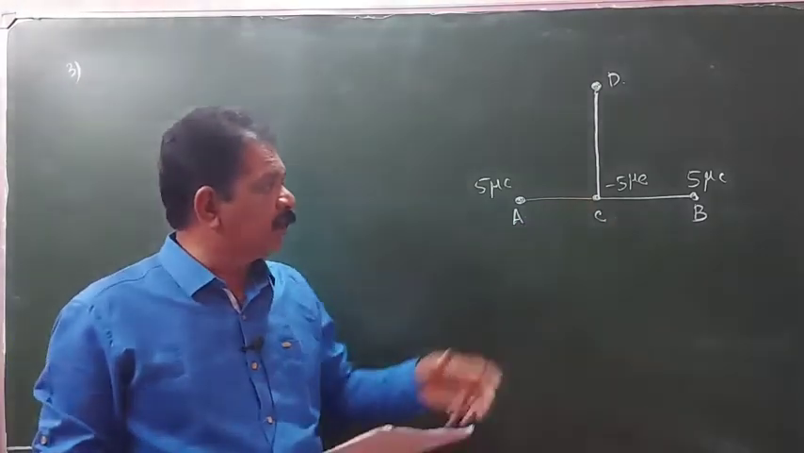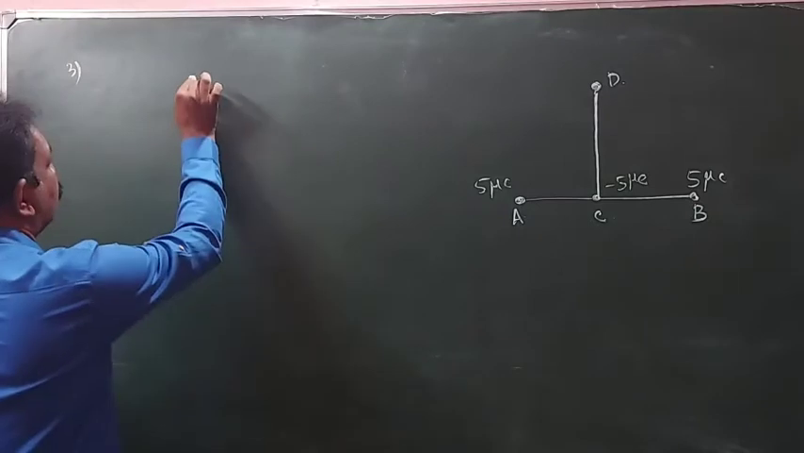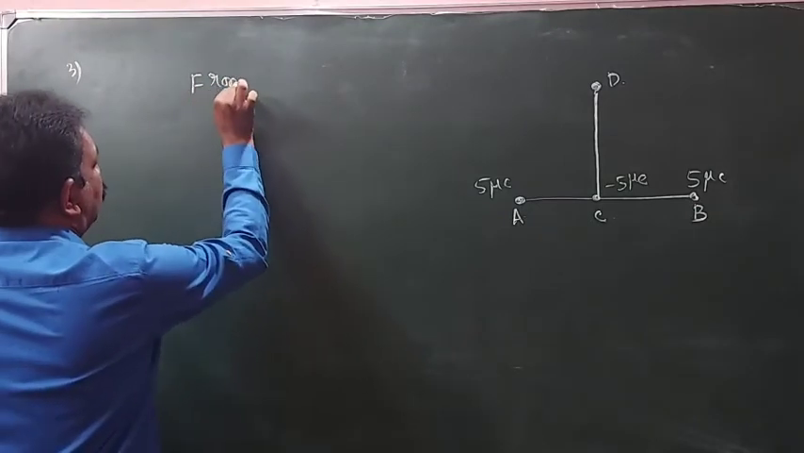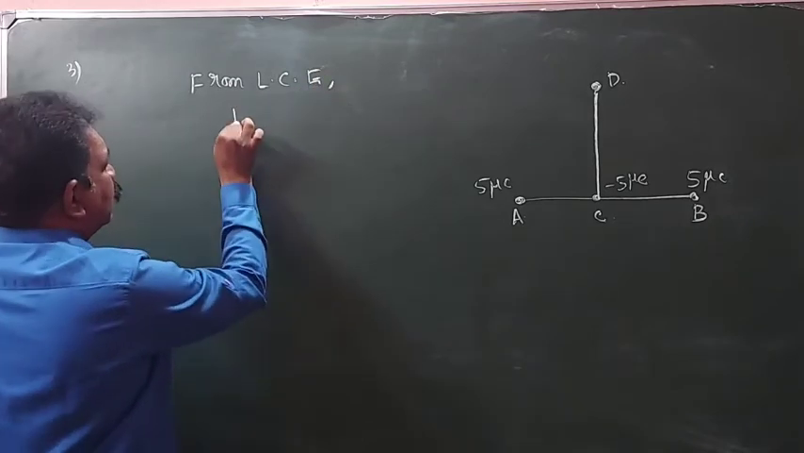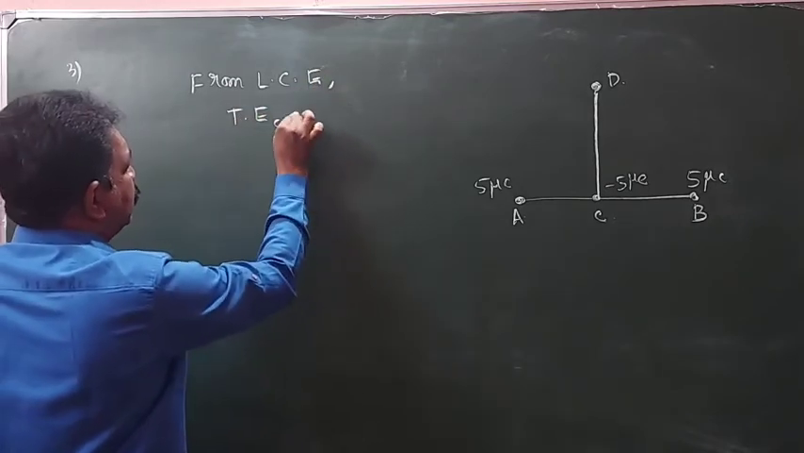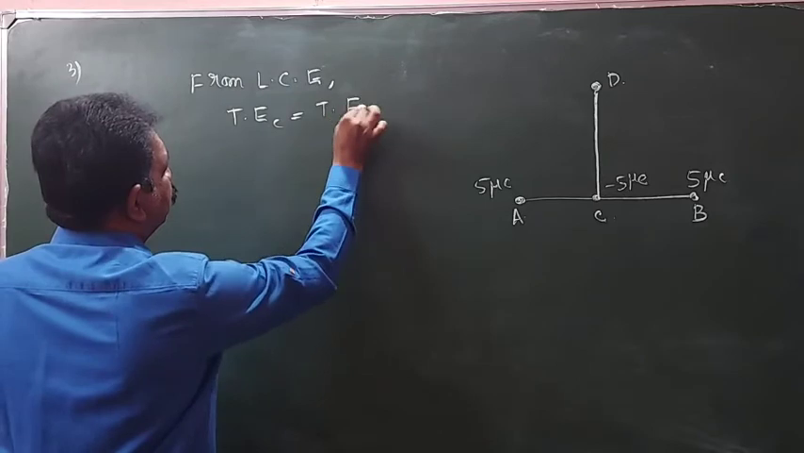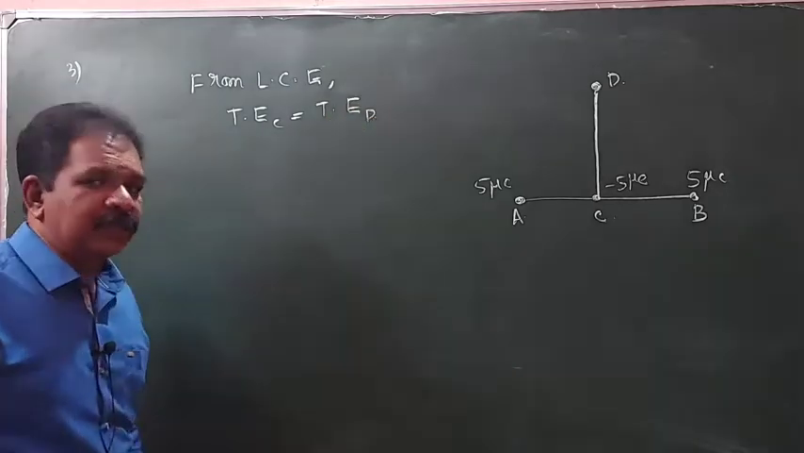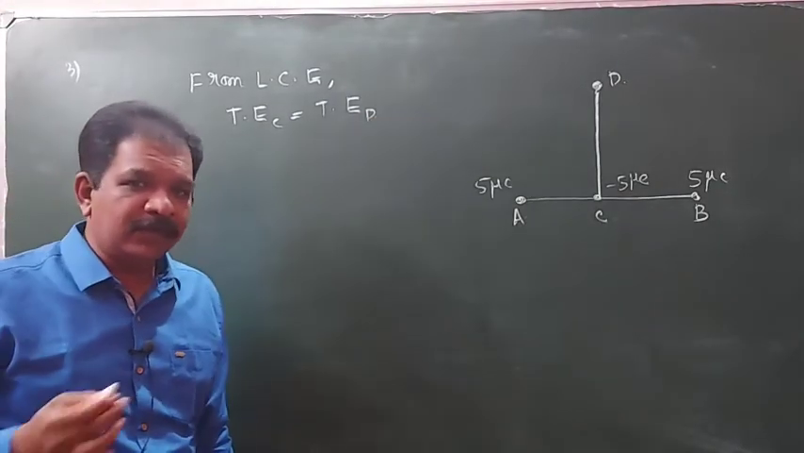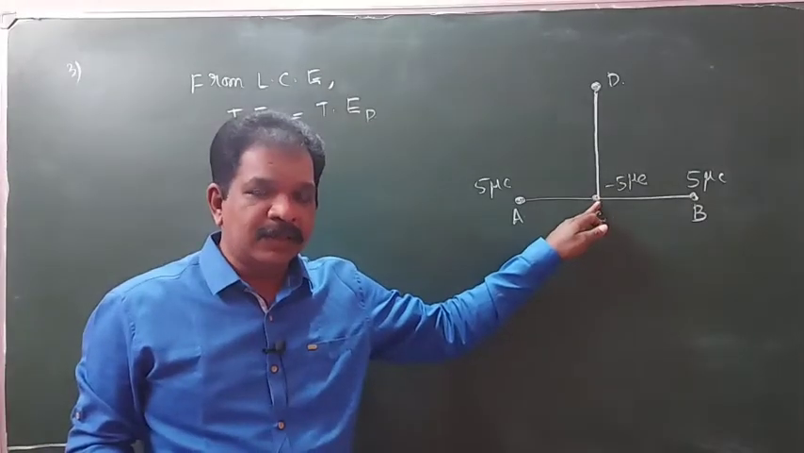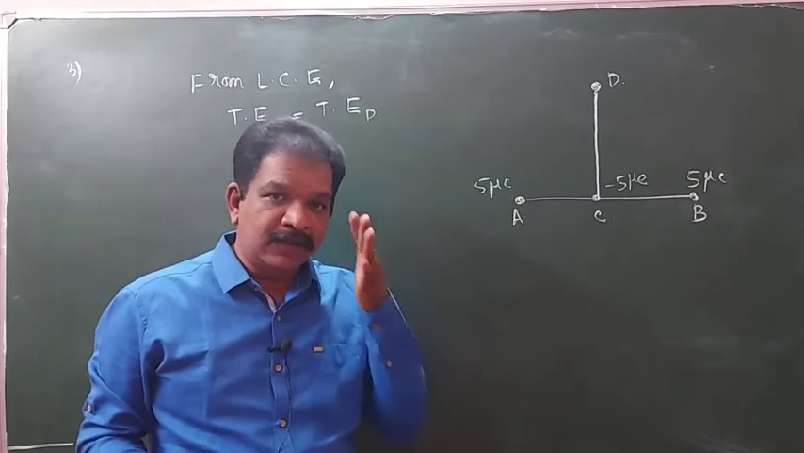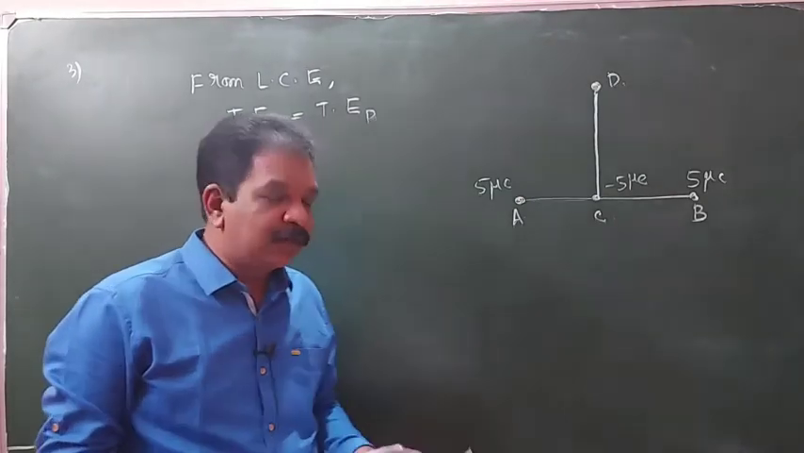From the law of conservation of energy, total energy at C is equal to total energy at D. We will calculate at C: potential energy is there, kinetic energy is there. We will calculate that sum.